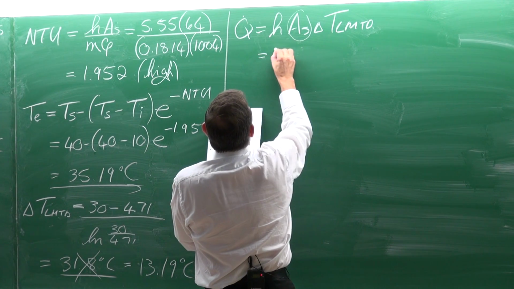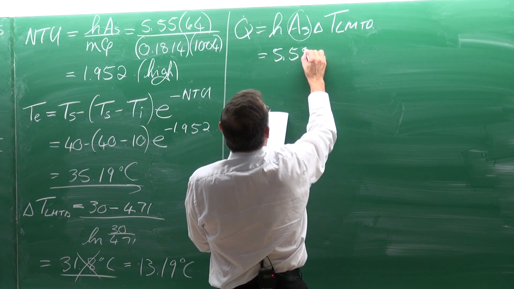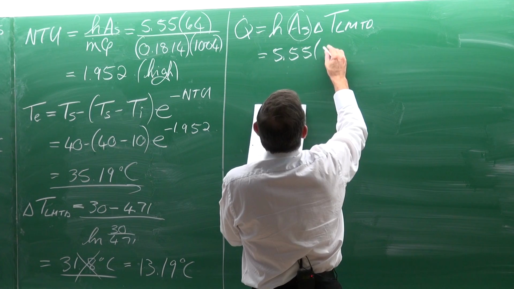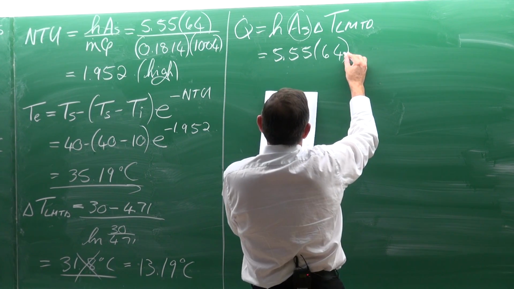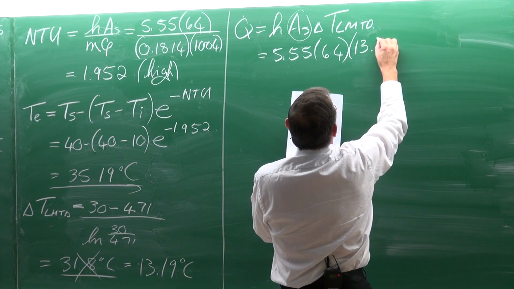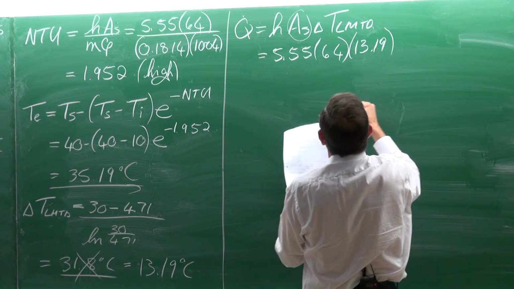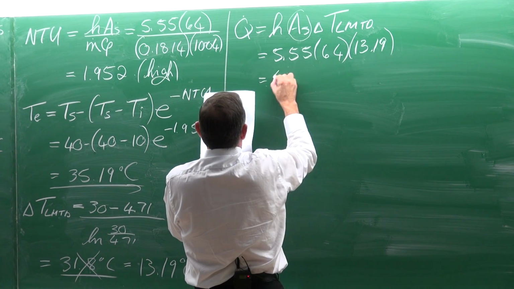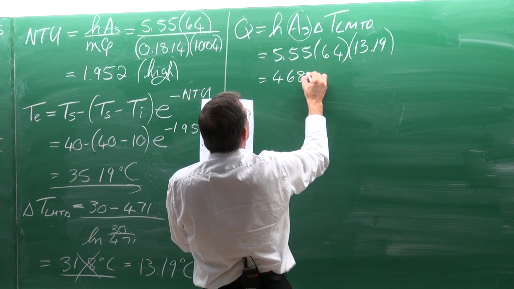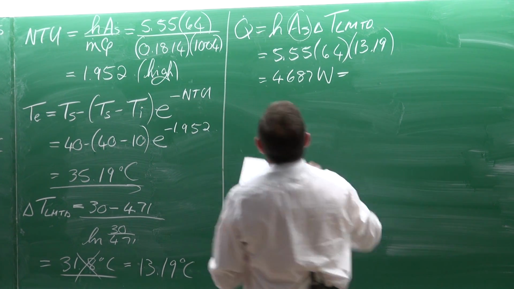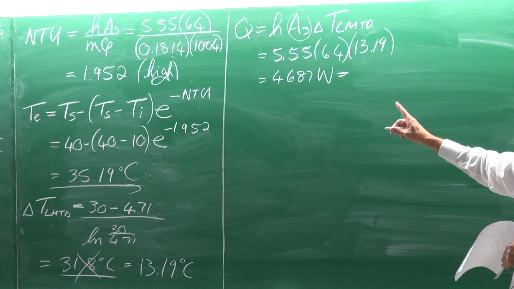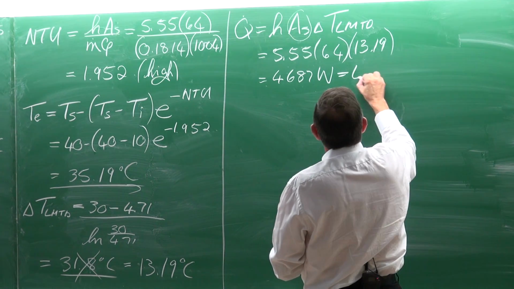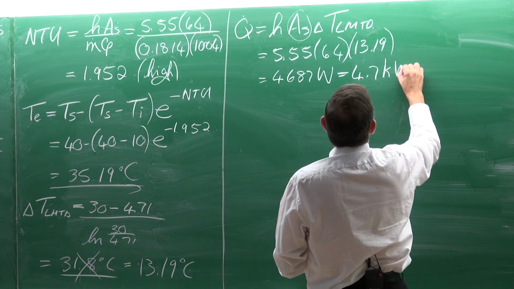So it is equal to the heat transfer coefficient, which is 5.55, surface area 64, multiplied by the LMTD, which is 13.19, and that is equal to 4687 watts. That's not the type of answer that I like. The engineering answer is 4.7 kilowatts.